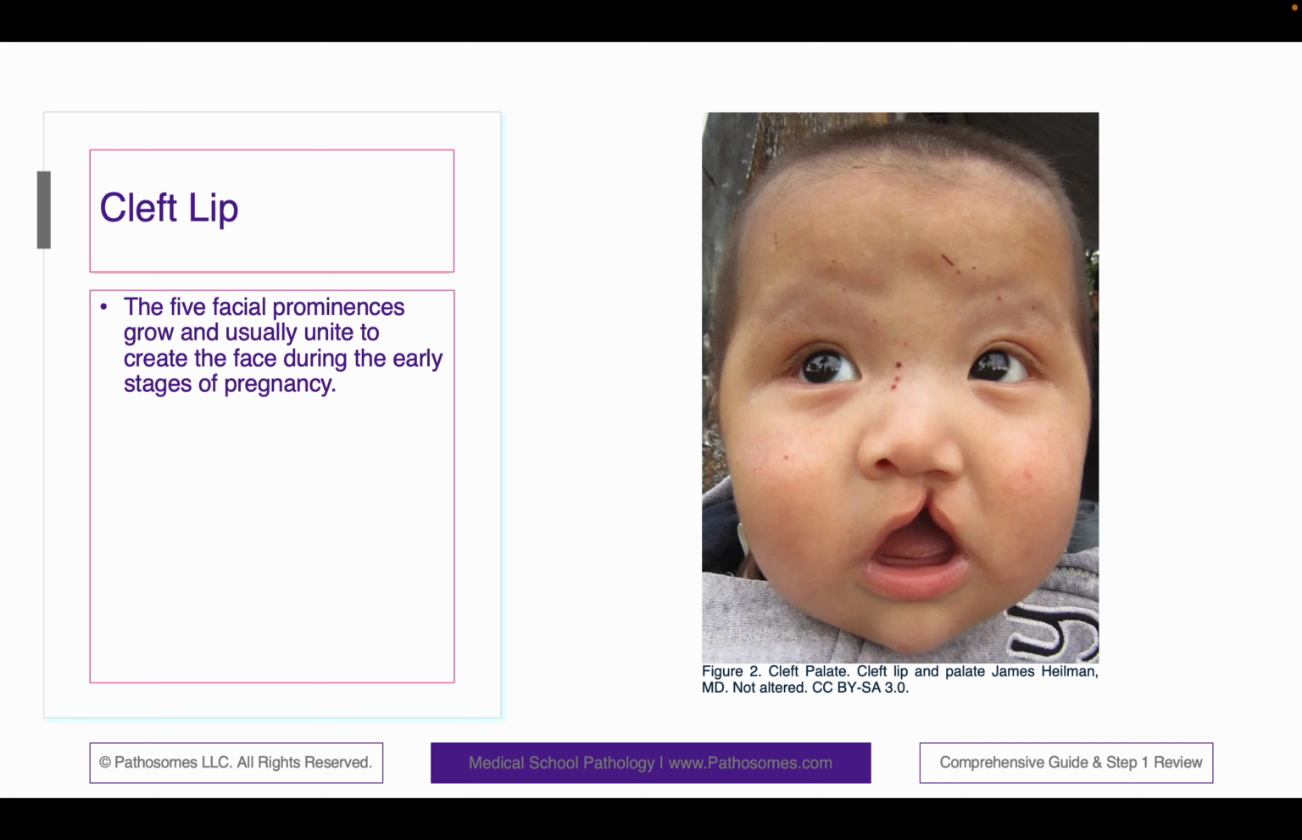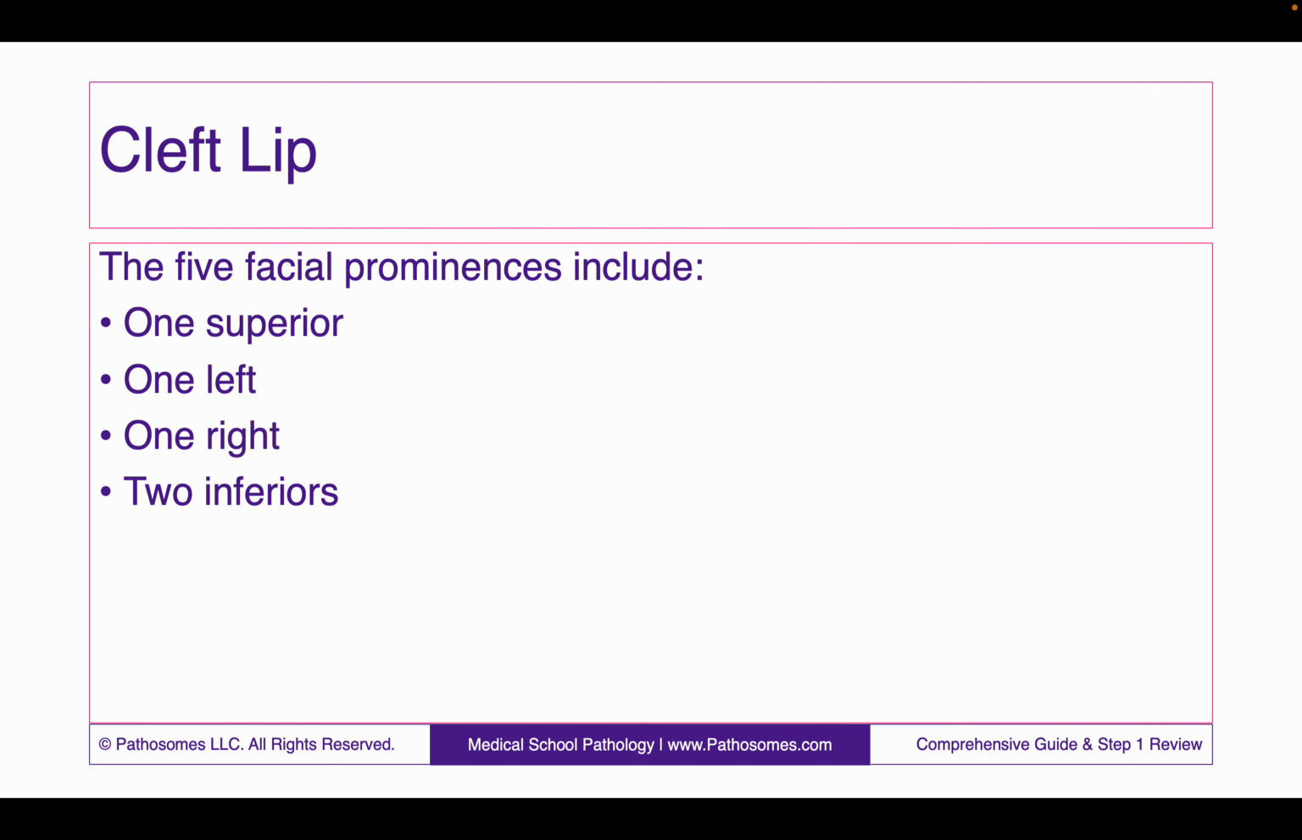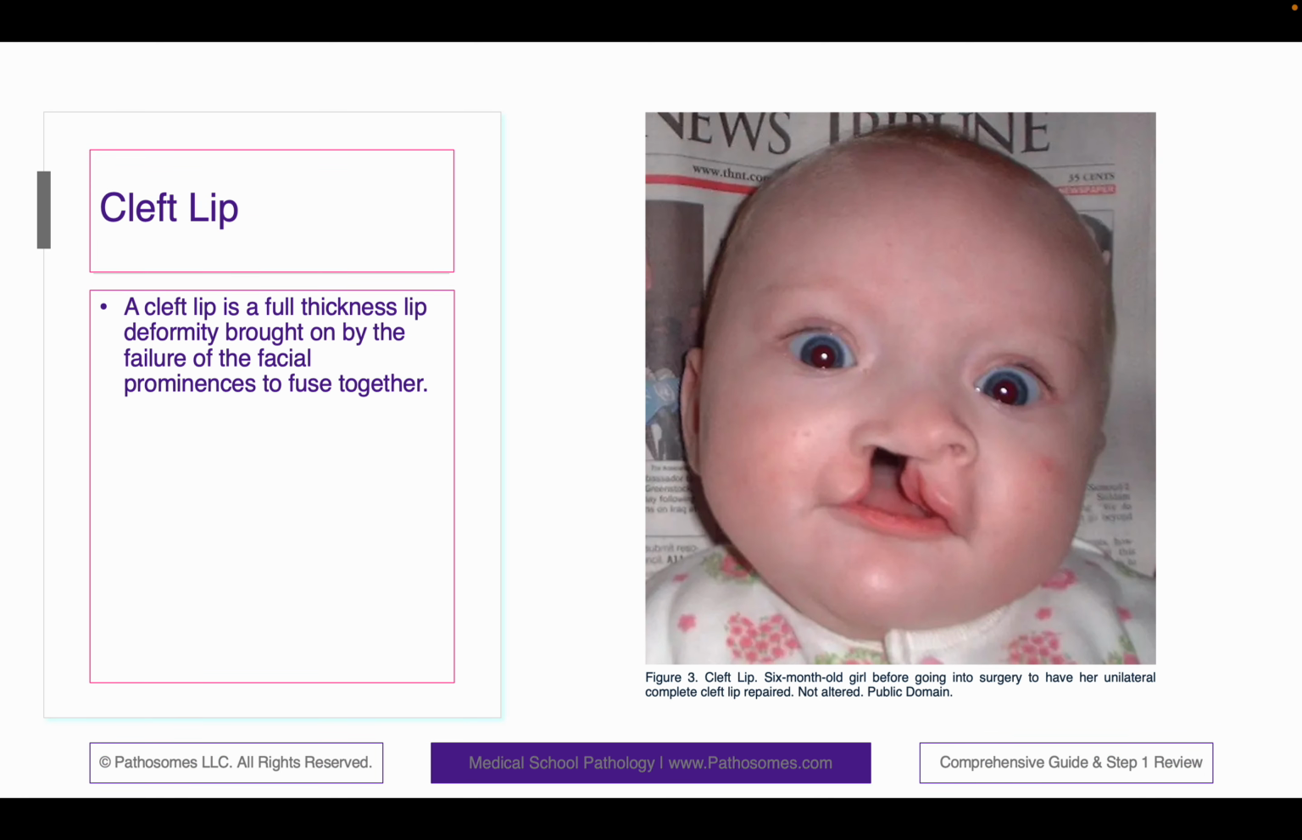If you remember back to embryology, the 5 facial prominences grow and ideally unite to create the face during the early stages of pregnancy. The 5 facial prominences include 1 superior, 1 left, 1 right, and 2 inferiors. A cleft lip is a full thickness lip deformity brought on by the failure of the facial prominences to properly fuse together.